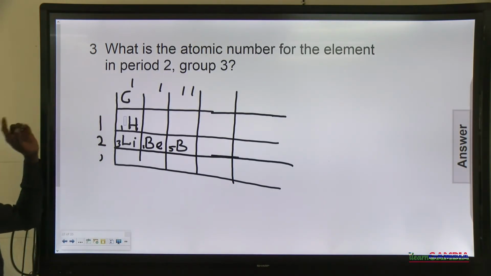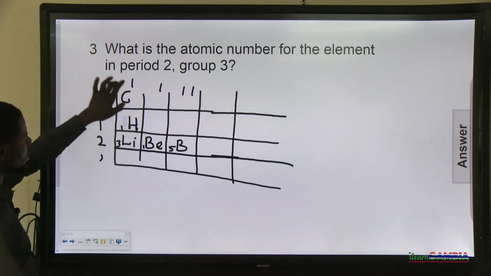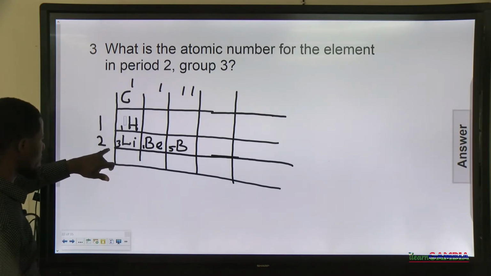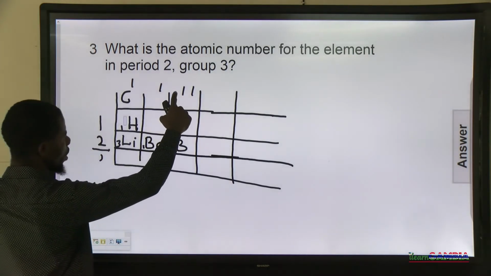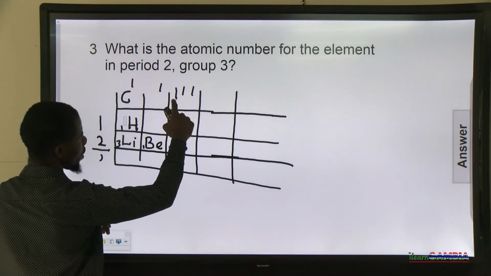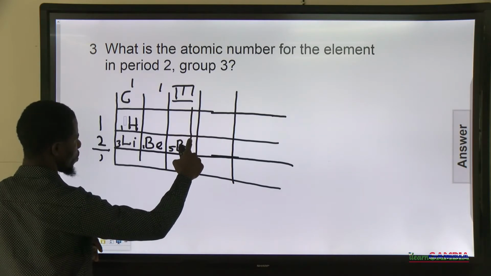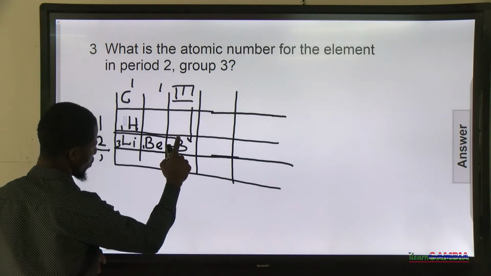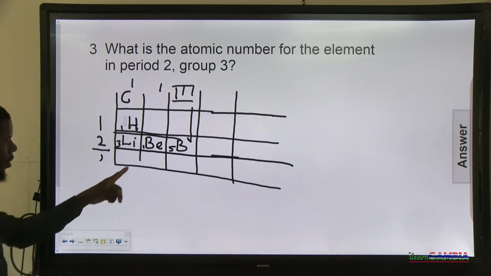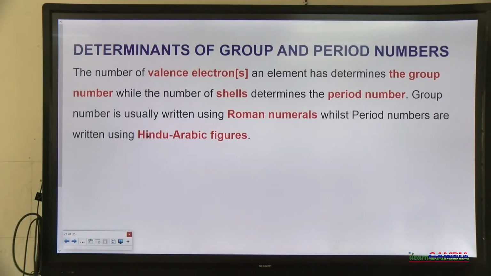The question says, what is the atomic number for the element in period 2 and in group 3? So this is period 2 here, and we have group 3 here. Where the two meet is where our answer is going to fall. So the atomic number of this element here is going to be 5. I hope you all understand that question. Move to the next slide.